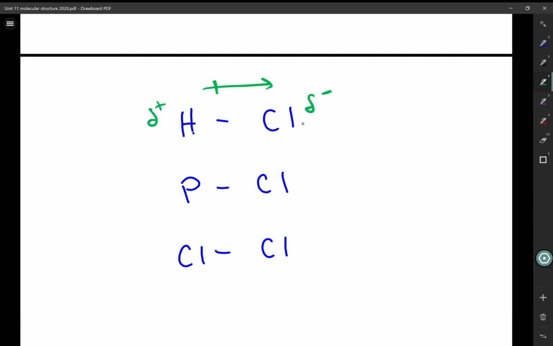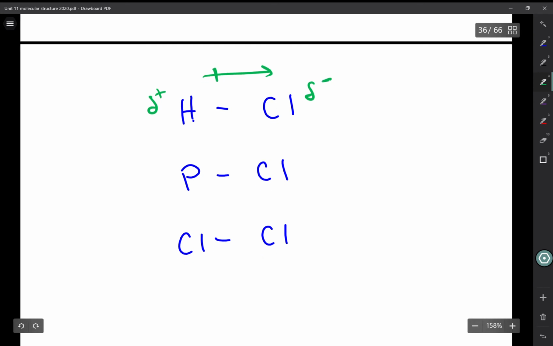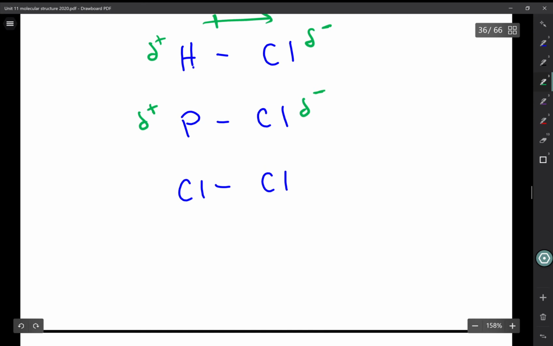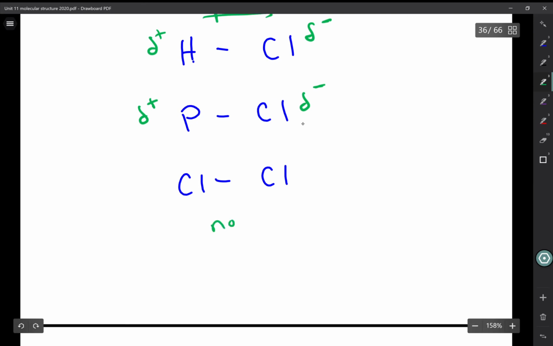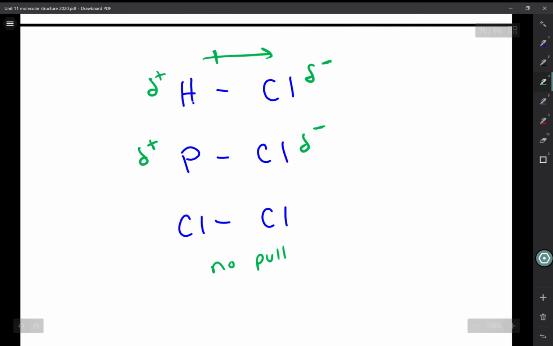All right. Now between phosphorus and chlorine, chlorine's a little more electronegative because it's farther to the right on the periodic table. So again, that's your negative charge. And phosphorus is a partial positive because phosphorus is getting the electrons pulled away from it. Again, between the two chlorines, there's no pull. So there is no positive end, no negative end. Just say there's no charge or no pull.